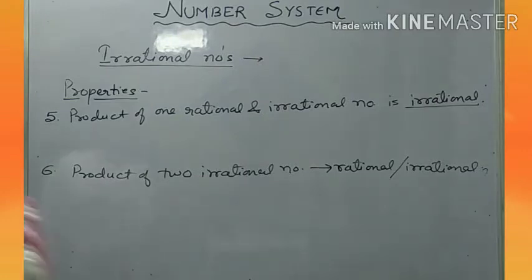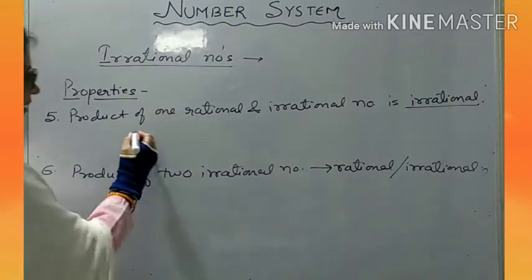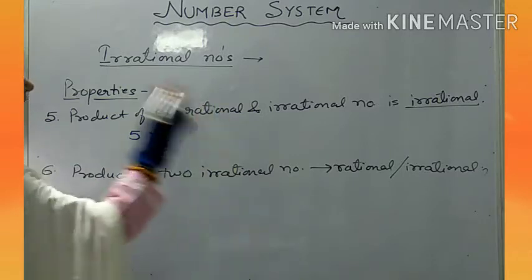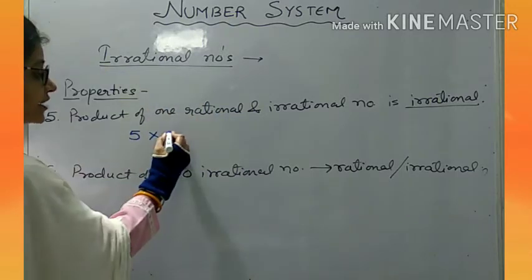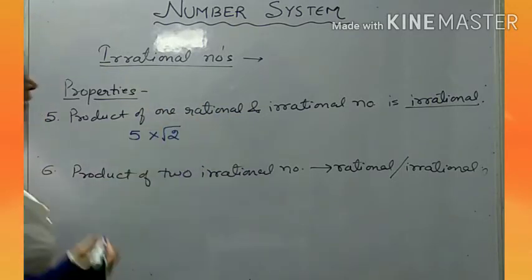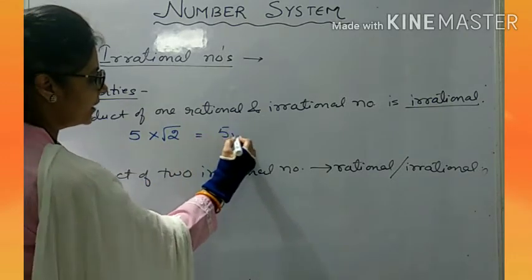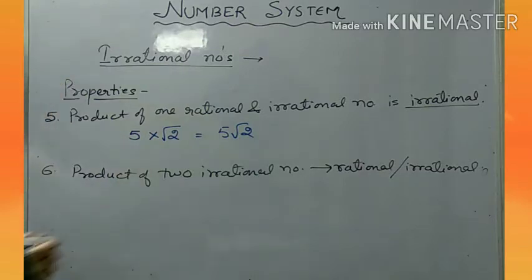Next property, we have to find the product of one rational and one irrational number. Now take any one rational number. 5 is a rational number. And we have to multiply it by an irrational number. Let the irrational number be root 2. So what is 5 into root 2? That will be 5 root 2.